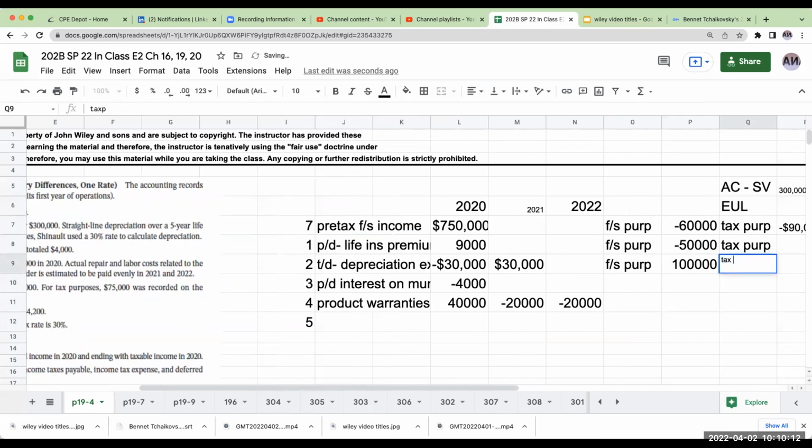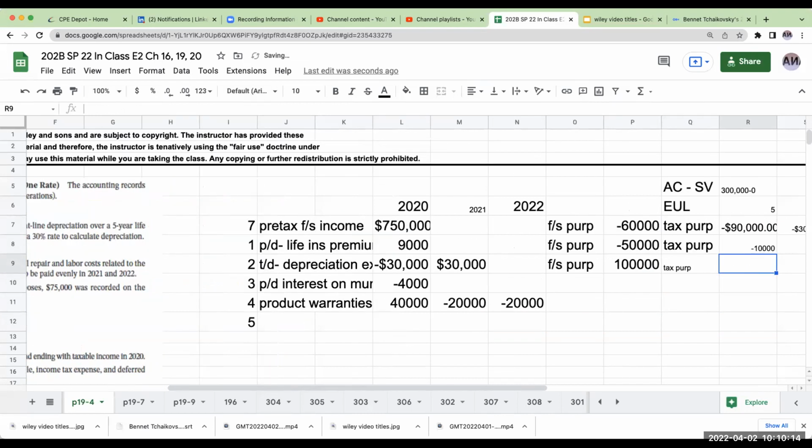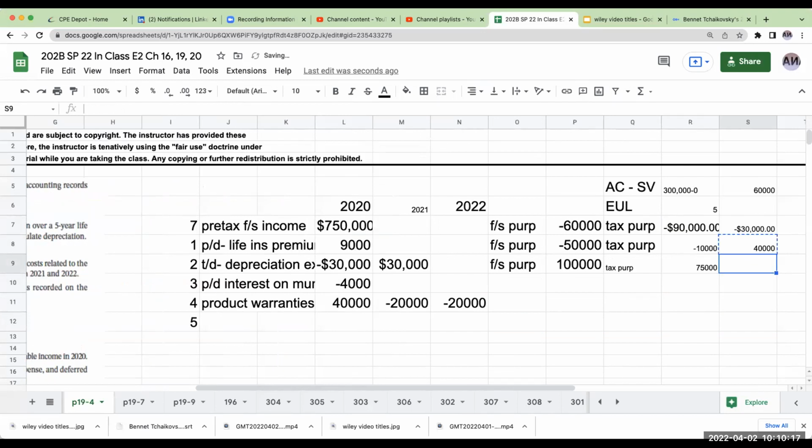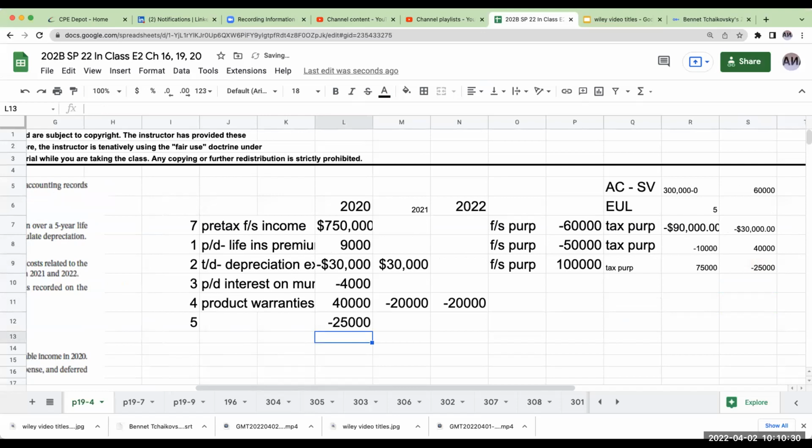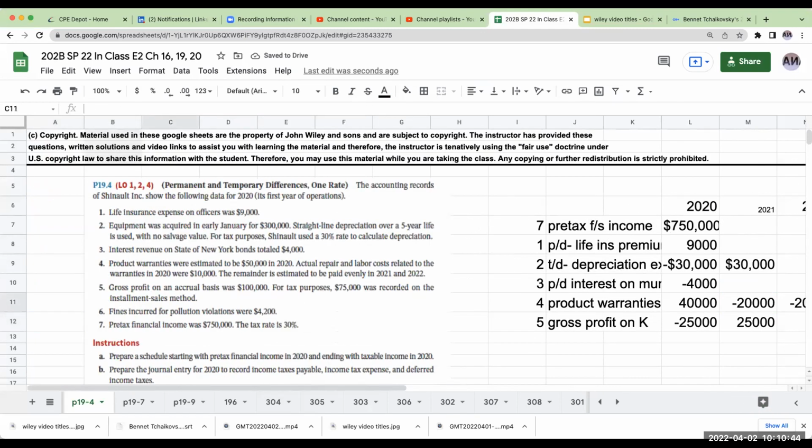But for tax purposes, it was only $75,000. So when I look at this over here, I'm not going to have to pay, because this includes $100,000, but for tax purposes, I only have to pay $75,000. So what I'm going to do is deduct out this amount right over here of $25,000. So this is gross profit on the contract. This is going to reverse out in the following year or the following years, and that's fine.